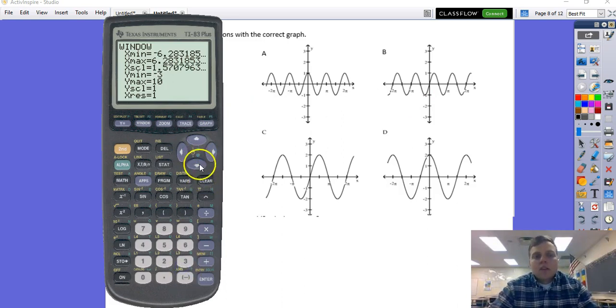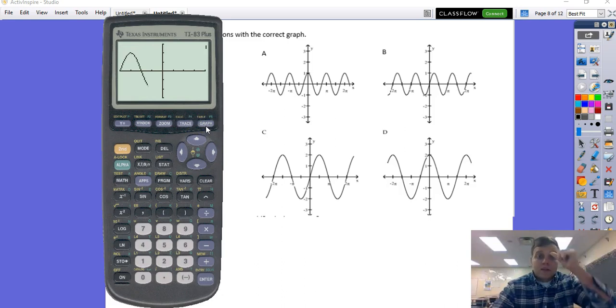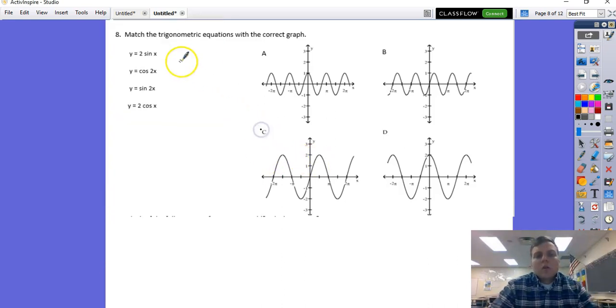My lowest y value is negative 3. My highest y value is 3. And it's clear that each tick mark on the y scale is worth 1. Don't mess with the x res, just leave it alone. So let's hit graph now and see which one this looks the most like. Hopefully it's pretty obvious to see, well C only had 2 humps and there's only 2 humps here. So number 1 matches up with C. Then B is going to have to be this one right here, because that's my only other sine one.